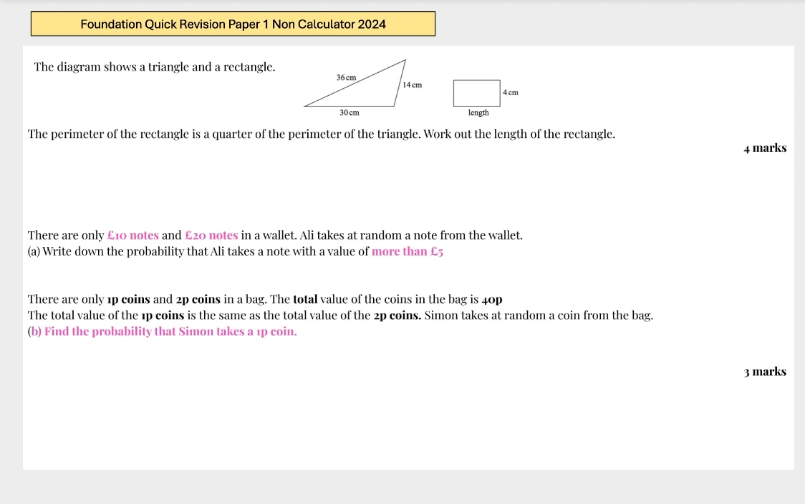Revision, Paper 1, 2024, and it's a non-calculator. This is a 4-mark question, so there's lots of understanding you need to tackle this, but hopefully I should be able to guide you in the right direction. So the diagram shows a triangle and a rectangle. The perimeter, the outside of the shape of the rectangle, is a quarter of the perimeter of the triangle.